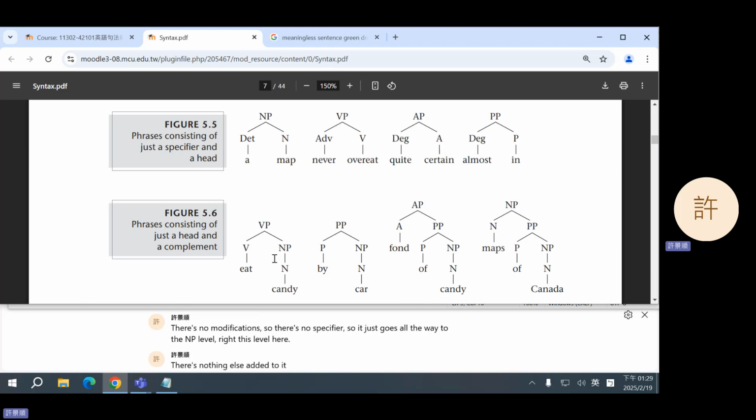But the word candy itself is affected by the word eat. So in the second level, eat modifies candy. That's what you do to it. So candy then becomes the complement. Eat is the new head because now you're talking about an action, a verb phrase, VP.